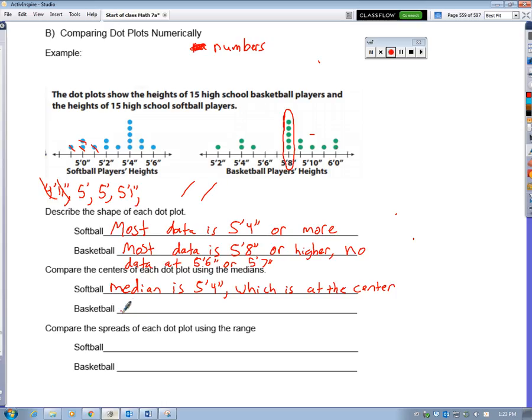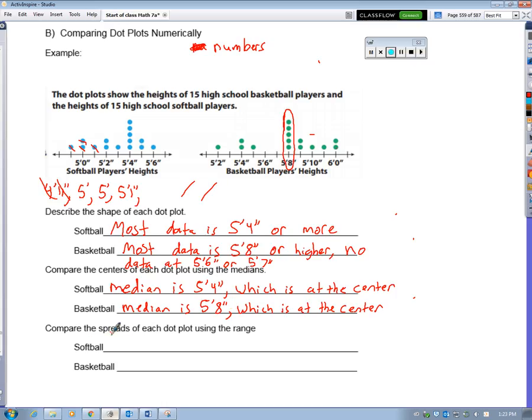Basketball actually came out to the same type of situation. The median is where the center is, 5 foot 8. When I calculated that out, that's what it came out to, which is at the center. So there's looking at the centers and also taking a look at the medians too. These just happen to be right at the center. Sometimes that doesn't happen that way, so then you would describe it saying it's not, if that isn't the case.